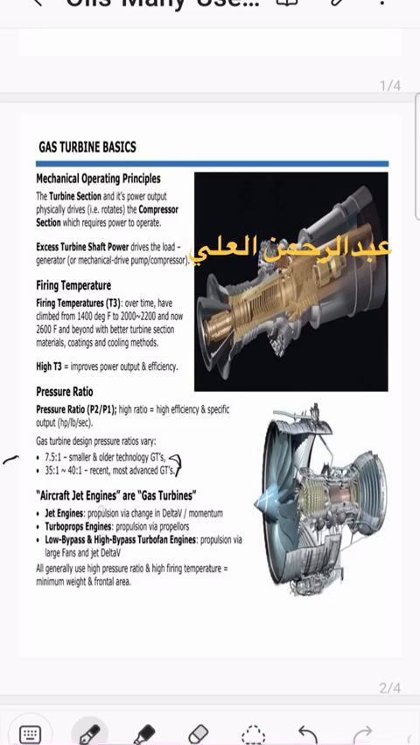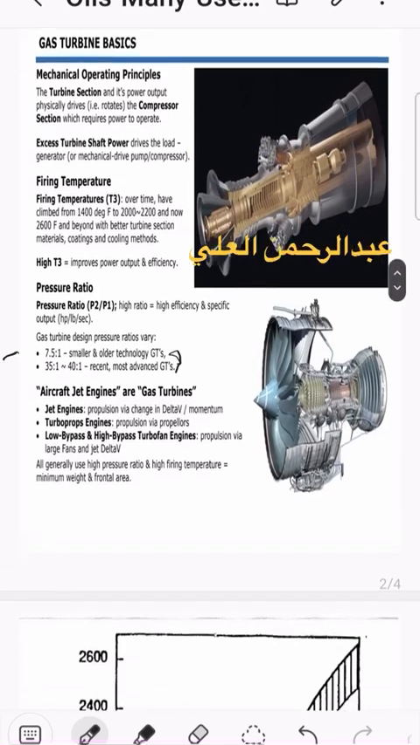And now let's go to the aircraft jet engines or gas turbines. The engines on the aircraft are of three types. We have jet engines, which provide propulsion via change in delta V momentum. The second is turboprop engines, propulsion via propellers. The third is low bypass and high bypass turbofan engines, propulsion via large fans and jet delta V. All generally use high pressure ratio and high firing temperature, for minimum weight and frontal area. So they all have the same principles, no matter if it is a jet engine, turboprop, or low bypass.